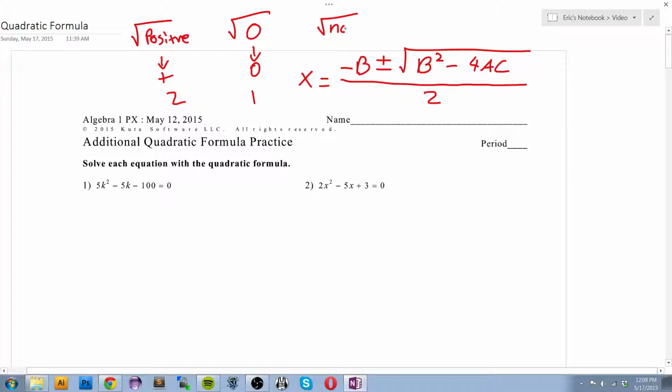Although, if what you get underneath the square root is, and I just misspelled a negative. Did I misspell negative? Negative. I guess not. So if you get a negative, then you will have no real solution.